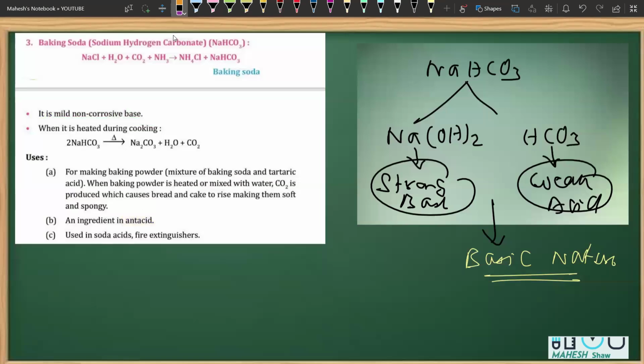Now, further, as you know, carbon dioxide is an extinguisher of fire. That means it is a non-supporter of combustion. This gives another application of baking soda: it is used in soda acid fire extinguishers. So most of the fire extinguishers that you see in movie halls and malls are basically soda acid fire extinguishers. Now, based on this, we are going to discuss some questions.